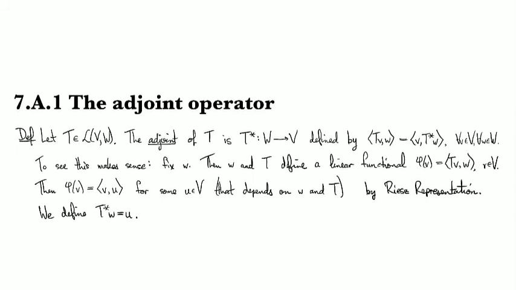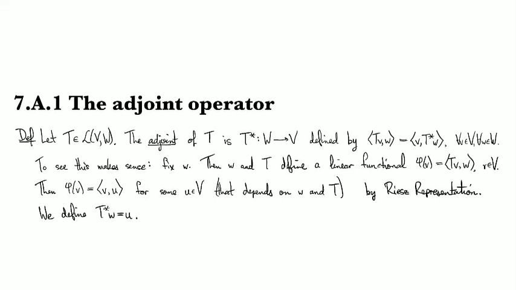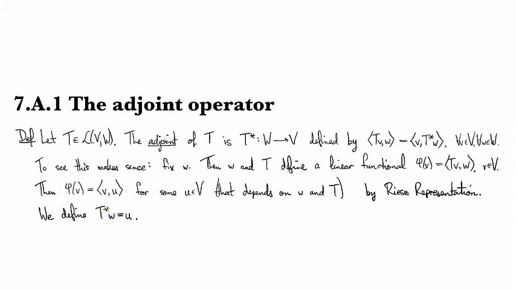And so it's a bit clunky, but if you work through it, you'll see that this actually does define a mapping on W, a mapping from W to V, in fact, because notice that the w started in capital W, and this u that we get that gives us the functional comes from V. So this gives us a map that goes from W to V. All right.